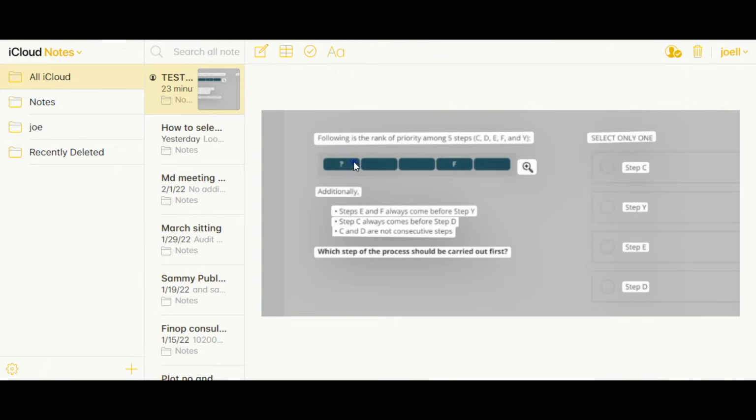So this can be either D or C, but the fact that this one is saying step C always comes before D, this has to be C, then D, then E, F, and Y. So where there's a question mark is what they're interested in, and that will be step C, because of the second one, which says step C always comes before D. That is my suggestion.